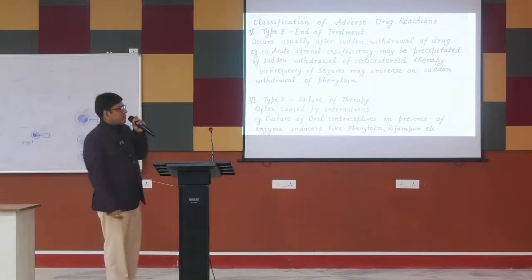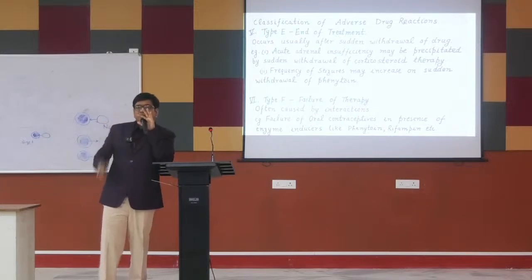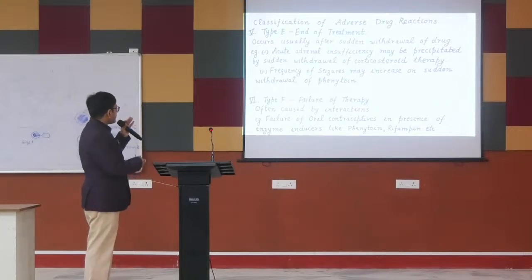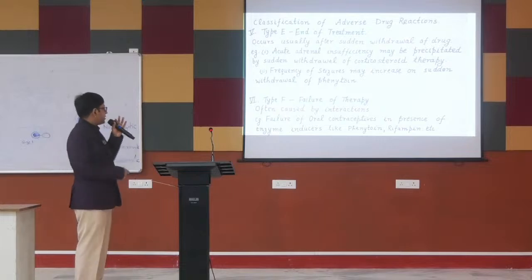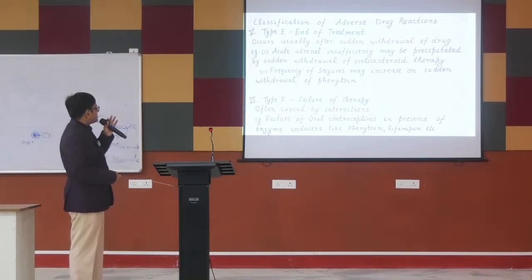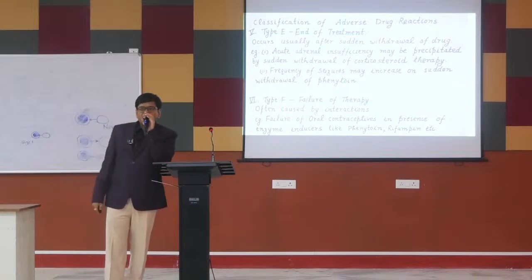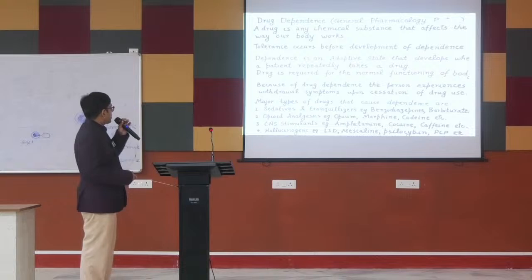Type E is end of treatment. When you suddenly stop some treatments, there can be some adverse effects. Otherwise adverse effects do not occur, but on suddenly stopping treatment, there is an adverse effect. That is called end of treatment. Example, if you suddenly stop steroid, there is adrenal insufficiency. Failure of therapy: this is one drug causing failure of another drug. So that's an adverse effect of the drug. Okay, failure of drug by various mechanisms.